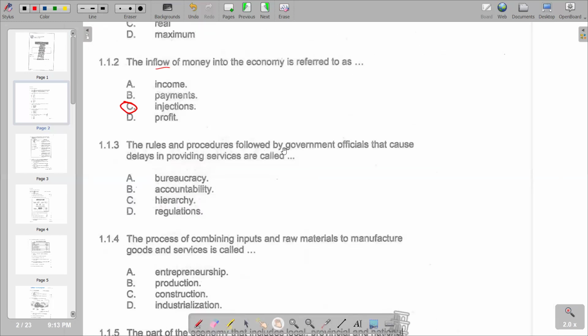So we go to the next question, which is: the rules and procedures followed by government officials that cause delays in providing services are called, given options of bureaucracy, accounting, hierarchy, and then regulation. So you see that the most appropriate or the correct answer that we have on 1.1.3 is A, which is bureaucracy.